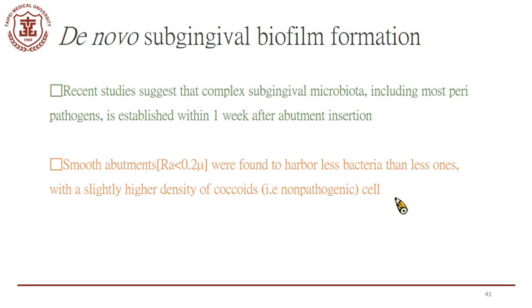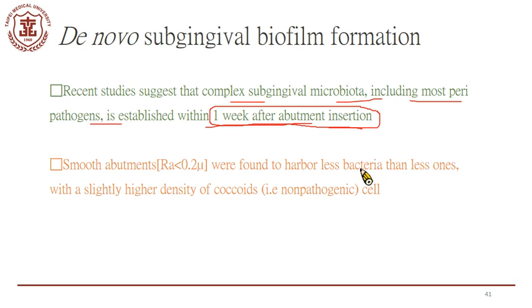So the novel subgingival biofilm formation: recent studies suggest that the complex subgingival microbiota, including most pathogens, is established within 1 week after abutment connection. That will happen in dental implants. So it doesn't matter how much you try to be removing the abutment or not, you understand that there will be some type of bacteria that will be normal and it will belong to the oral microbiota and is completely okay. It cannot be sterilized.